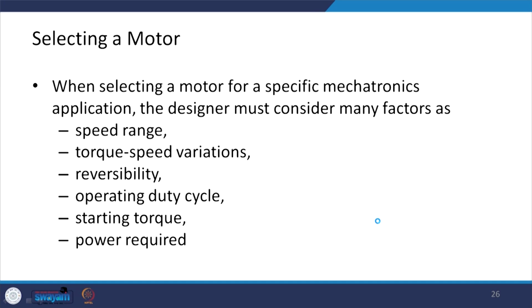Now, after seeing these various types of motors, in this lecture we have seen the AC motors and the stepper motors. So, the question is how do we select a motor? When we are selecting a motor for a specific mechatronic application, the designer must consider many factors. What are these factors?